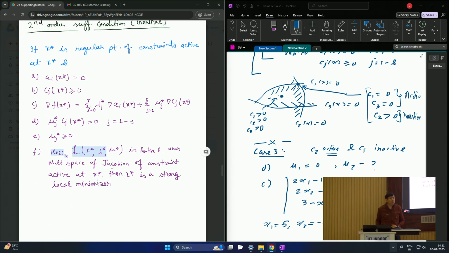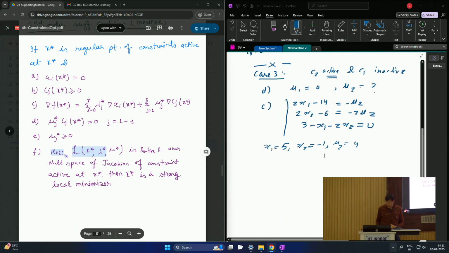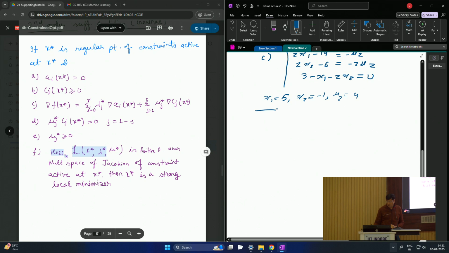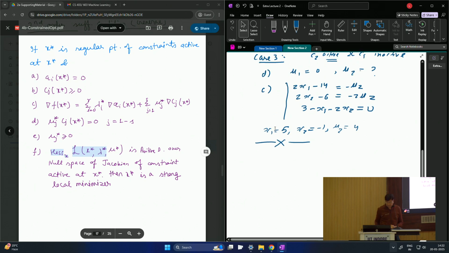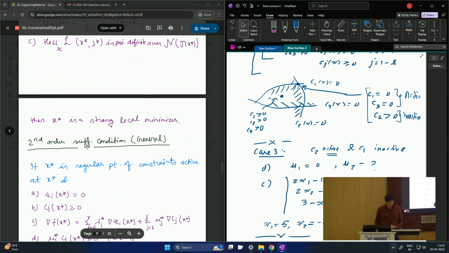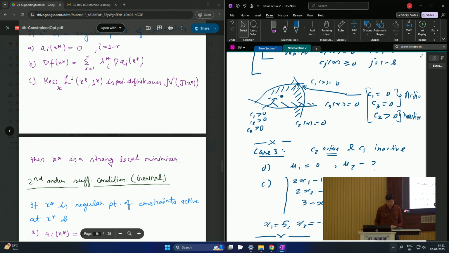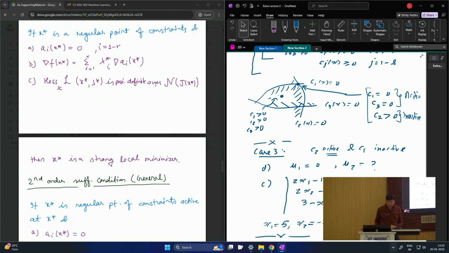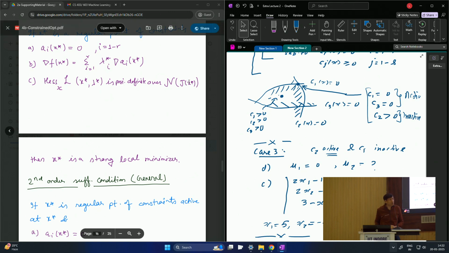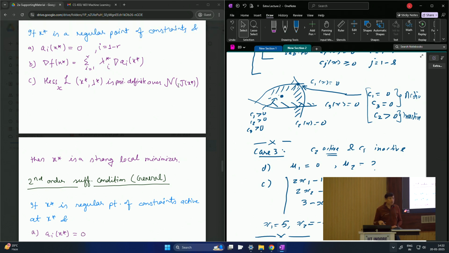Okay, so now I'll tell you what this means. To tell you this, I'll have to tell you what is a Lagrangian. So let's look at first this case. It says the Hessian of the Lagrangian with respect to x is positive definite over the null space of the Jacobian of the constraint. Looks a little hairy. By the way, the good news is that you don't need to understand this for tomorrow's SVM.